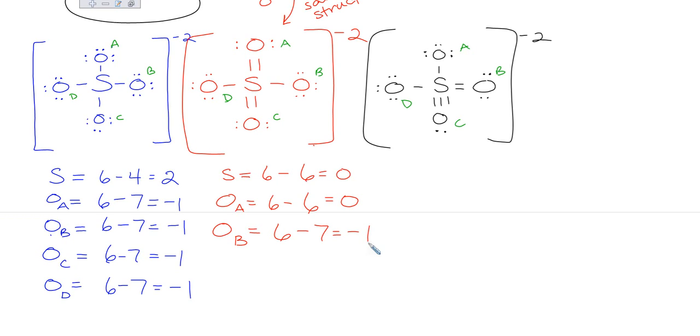Now oxygen C and D are really just repeats. Oxygen C is the same as oxygen A. 6 minus 6 for a 0. Oxygen D is the same as B. 6 minus 7 for a -1.